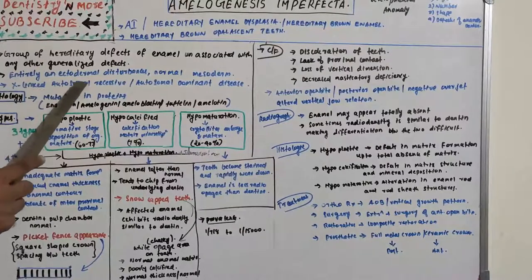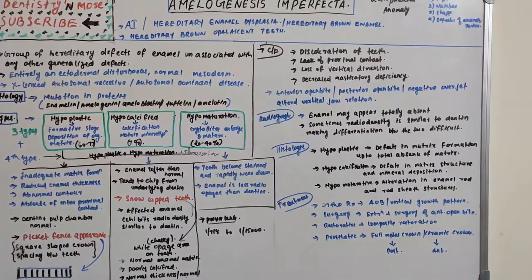And it is an X-linked, autosomal recessive or autosomal dominant disease. So it's about its genetic transmission, how it transfers from parent to child. The etiology is that it is a hereditary condition. So obviously there will be mutation in proteins. We have many proteins in enamel formation such as enamelin, amelogenin, ameloblastin, tuftelin, or amelotin. Any of these proteins can be mutated. So mutation will create an improper or imperfect enamel.